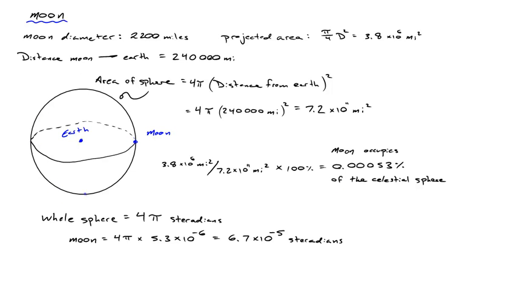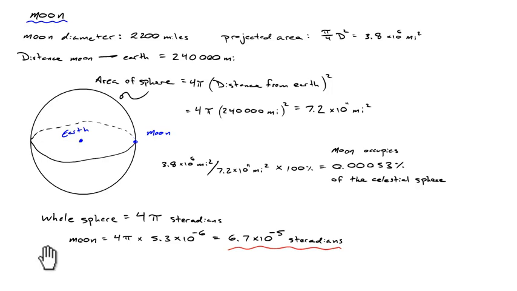The whole sphere itself comprises, if you looked up in the night sky, all the sky that you could see, and then you look down at the ground and down by your feet, everywhere around it, the whole sphere would occupy 4 pi steradians. The Moon itself occupies 4 pi times 5.3 times 10 to the minus 6, the fraction of the whole sky, and the Moon occupies about 7 times 10 to the minus 5th steradians. So here's the area of the sky that the Moon occupies. Let's contrast this with the Sun.